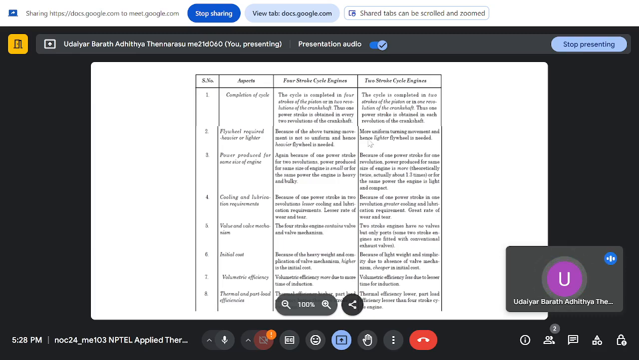So the flywheel is lighter in a 2-stroke engine. The power produced, because there is only 1 power stroke for 2 revolutions, is a little less compared to a 2-stroke. Initial cost is higher for the 4-stroke because of the heavy weight and valve mechanism, but the 2-stroke is cheaper. Volumetric efficiency-wise the 4-stroke with valves is better than a 2-stroke engine, and thermal efficiency is also higher in a 4-stroke engine.